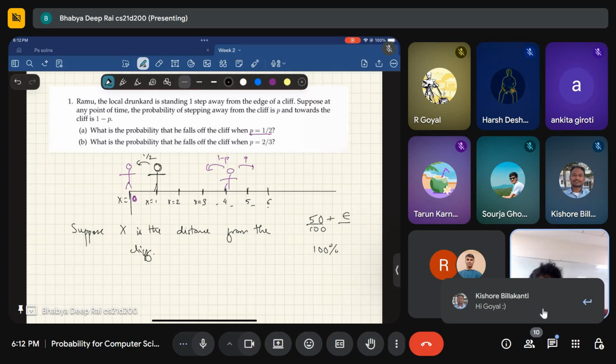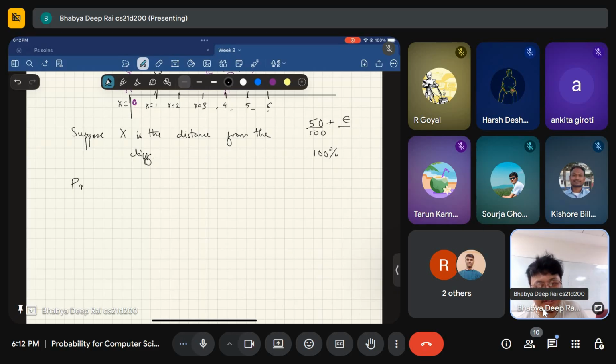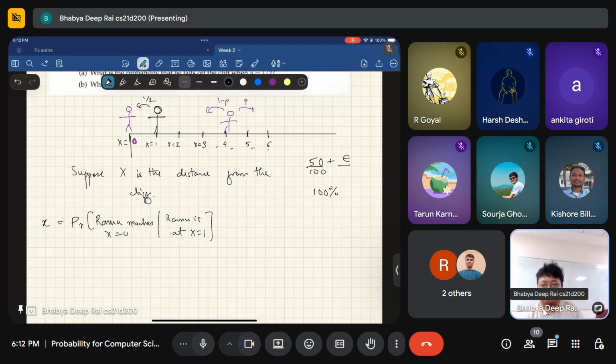So that is x. Now, what the question is really asking is, what is the probability that Ramu reaches x equals 0 when Ramu is at x equals 1? This models the same thing. He is at x equals 1, he starts from here. What is the probability that he'll land here? This is the reformulation of the problem. Let me call this quantity x. Now let's see what that x is.